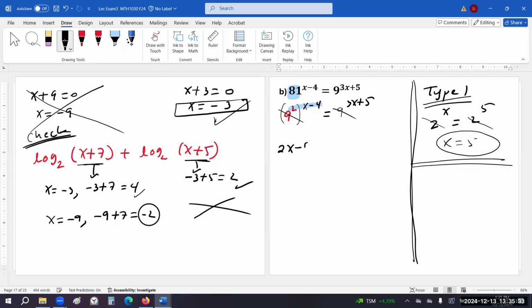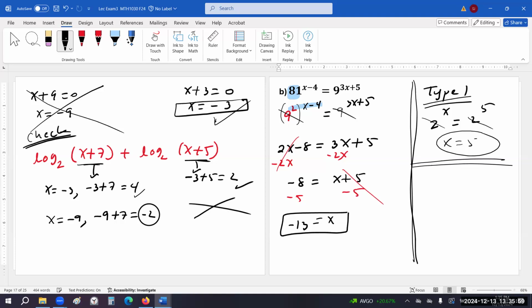So 2x minus 8 is 3x plus 5. 2x is smaller, so get rid of that. But initially, it doesn't matter which one you get rid of. So we have negative 8 is x plus 5. So we get rid of the 5 now. That tells us our x is negative 13. So this is type 2.